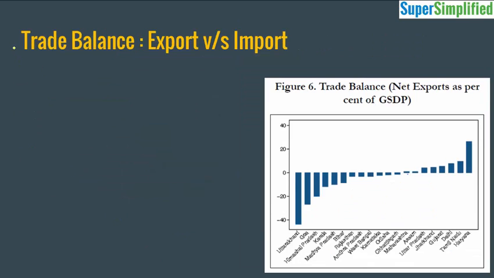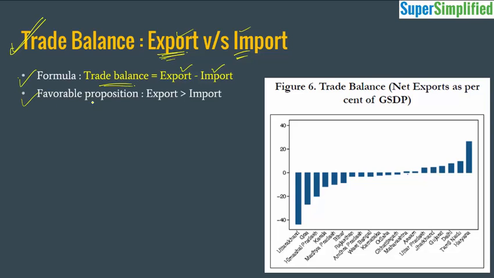Now high level of trade is okay, but actually there are two sides of the trade. There is export and import, and there should be a balance between these two aspects. So there's a formula for trade balance: export minus import, and the favorable proposition for any country or any state is export should be greater than import. So the trade balance number should be a high positive number.